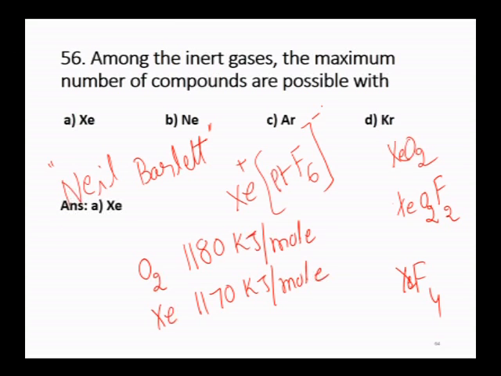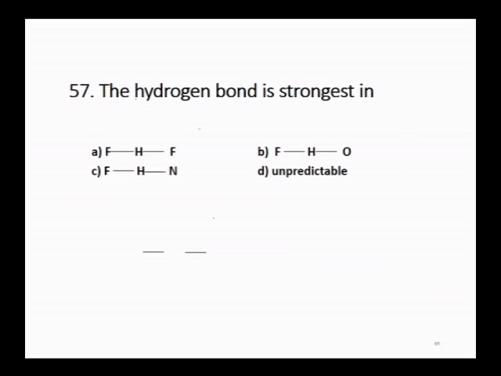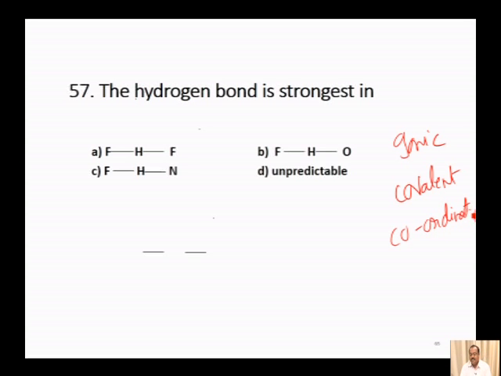Next, the hydrogen bond is the strongest in which? As you studied, there is the ionic bond, covalent bond, coordinate bond, metallic bond, and hydrogen bond. An ionic bond is formed between two atoms by losing and gaining electrons. One atom loses an electron, one atom gains electrons. When dissolved in water, it produces positive ions as well as negative ions.